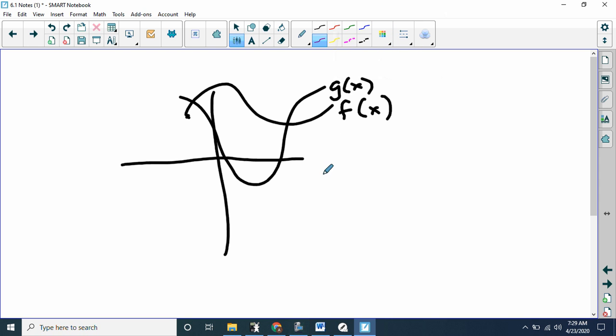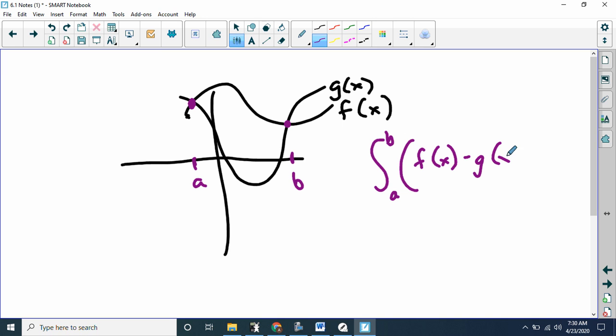To find the area in between two curves, we know if I've got the top function and the bottom function, we need to integrate from here to here, so we would get those intersection points A and B. We would integrate from A to B of the top function, which is f of x, minus the bottom function g of x. And almost always we do it that way.